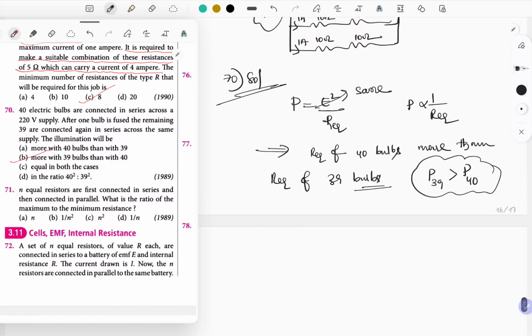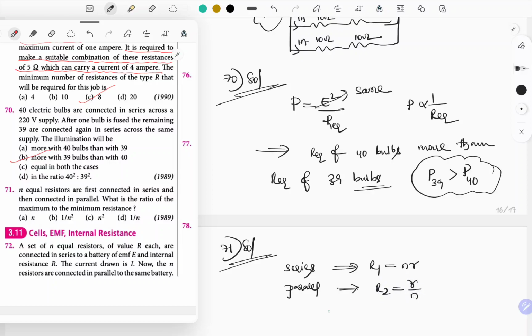Okay, let's try question number 71. N equal resistors are first connected in series and then connected in parallel. What is the ratio of maximum to minimum resistance? Okay, so if they are connected in series, then equivalent resistance R1 is equal to N times R. If they are connected in parallel, then equivalent resistance is going to be R by N.